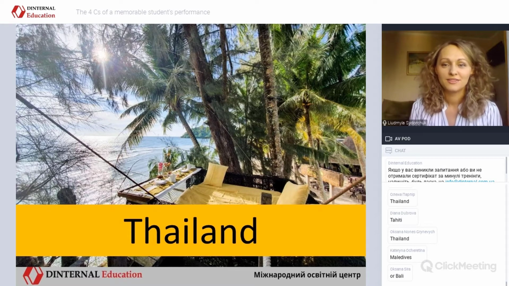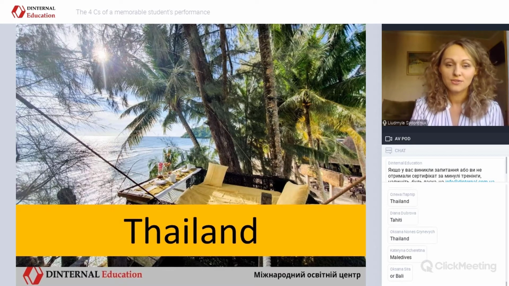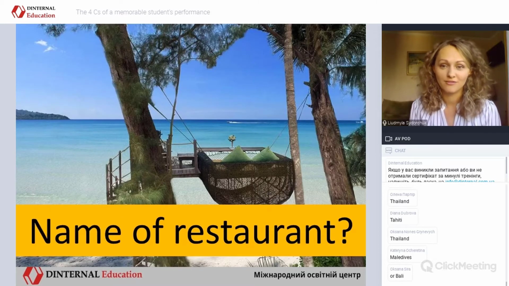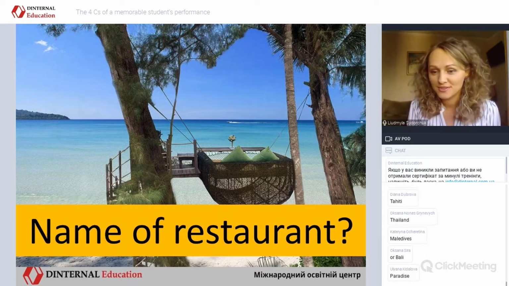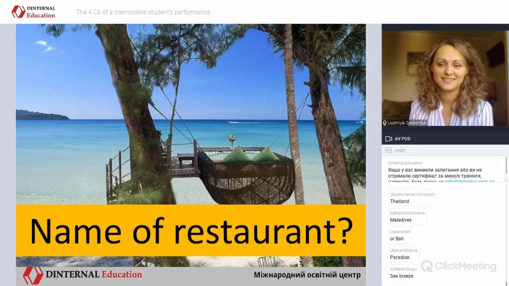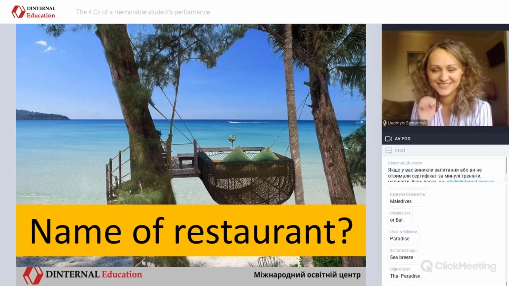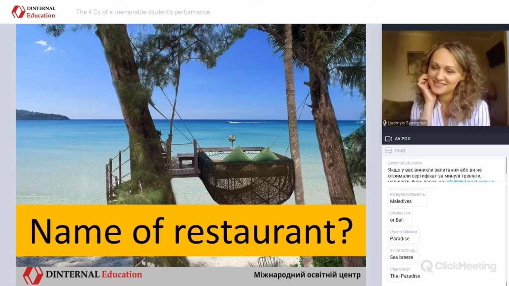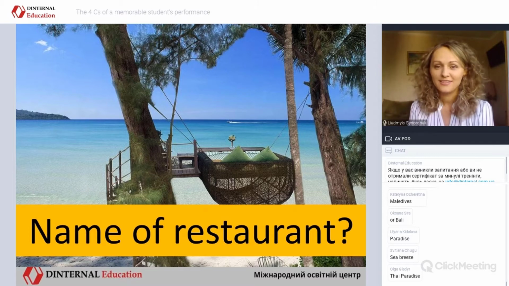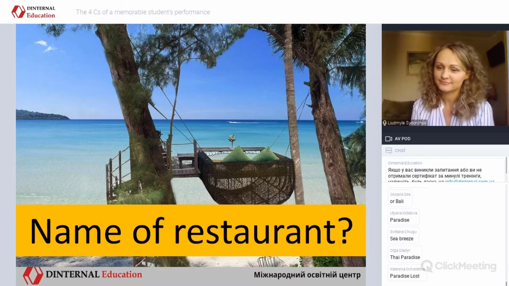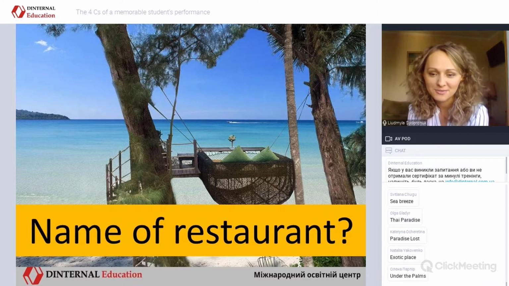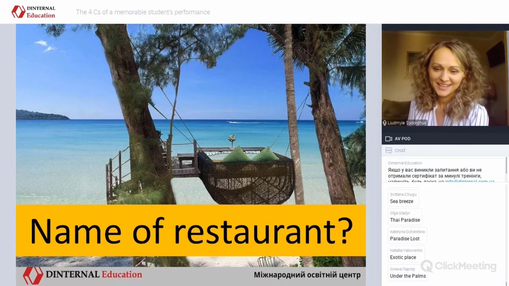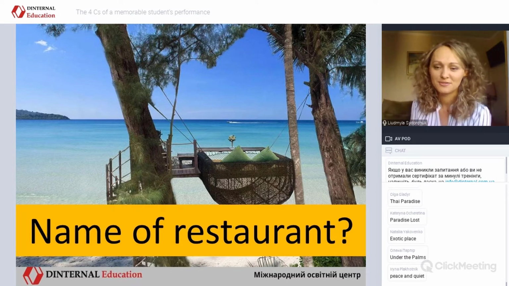Okay, and probably the most creative question now. What do you think is the name of this restaurant? Can you guess the name, or just come up with the options? You can see the way it looks. It's in Thailand. What do you think the name of this restaurant could be? Uliana thinks it's Paradise. I think it's a very good name. Sea Breeze, Thai Paradise. Very good. Okay, any other ideas? Well, I think that you are very creative, very nice names. Paradise Lost, very nice, Katerina. Thank you. Exotic Place. Under the Palms from Elena. Thanks. Actually, there are two words in the name of this restaurant.